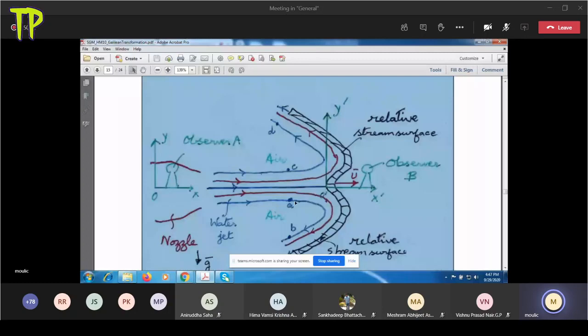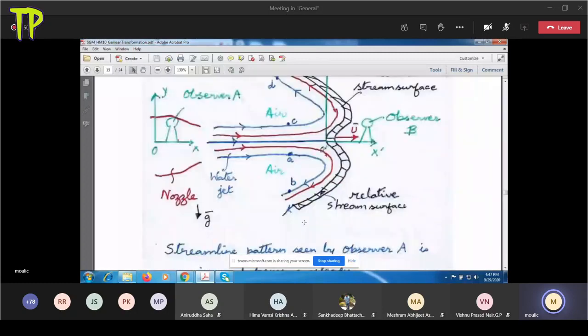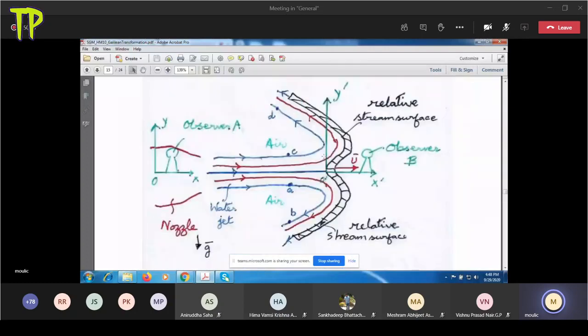Okay. And if you're thinking of extracting work from the fluid, what is the energy conversion? You're converting the kinetic energy of the fluid to the mechanical energy or kinetic energy of the moving bucket. So that is possible only if the velocity at B is less than the velocity at A. So the absolute velocity at point B you would want to be less than the absolute velocity at point A.